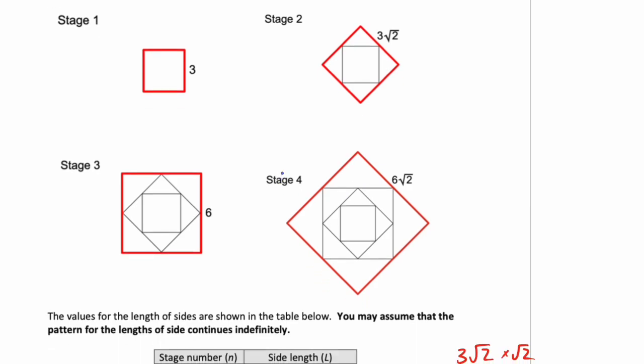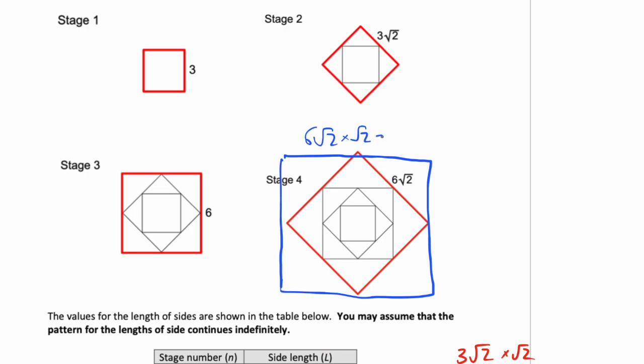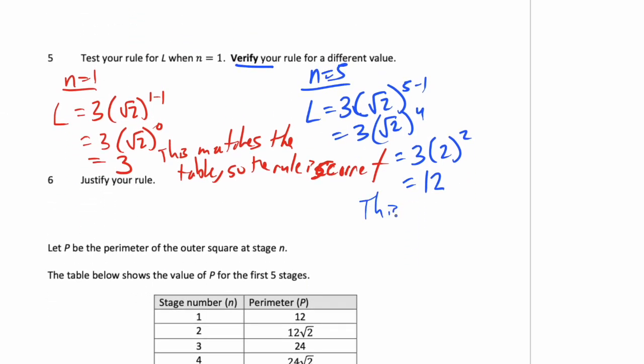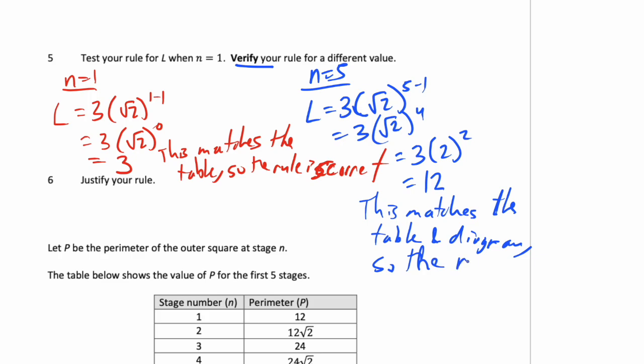So you can see here, your new one is going to be 6 root 2 times root 2, which is 12. Okay, so this matches the table and diagram. So the rule is correct.